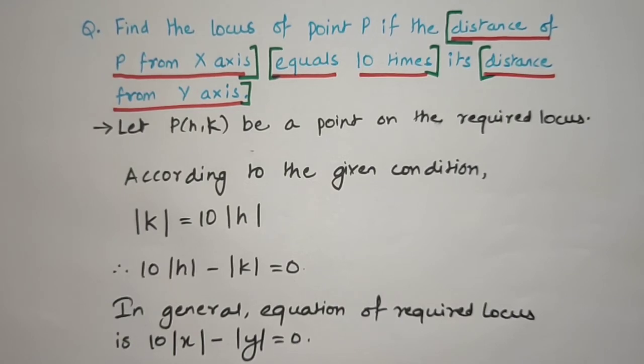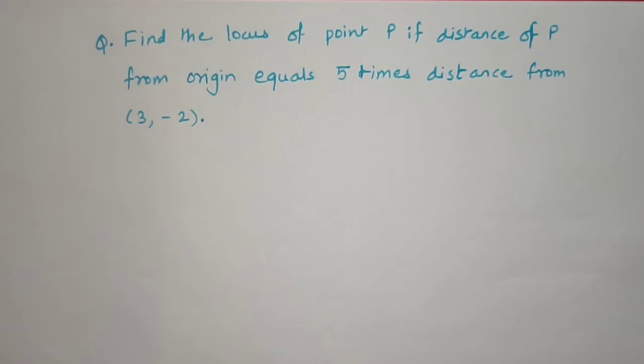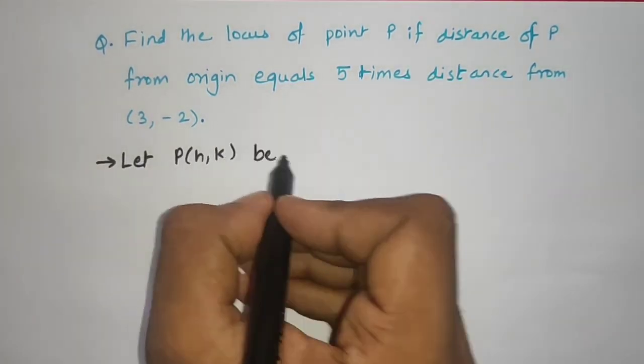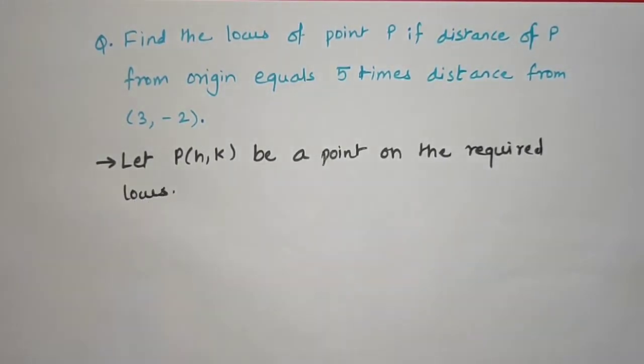If yes, then let's take one more sum. So in this problem, the question says find the locus of P if the distance of P from the origin equals 5 times its distance from (3, -2). So what do we have to find? We need to find the equation of locus. What should you think? That there are 4 steps to find the equation of locus. So the first step, we will assume a point (h, k). So let's say let P(h, k) be a point on the required locus.